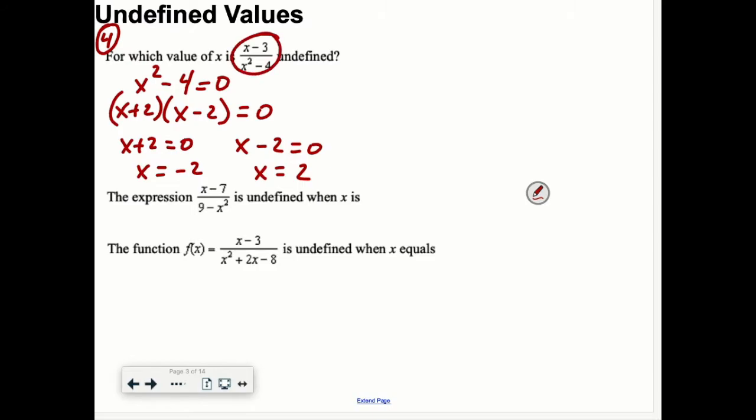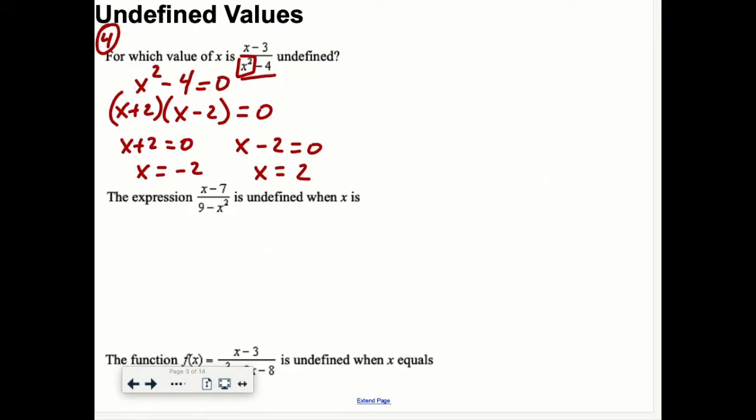And you can check because if I'm just looking at the denominator, if I plug negative 2 into this, negative 2 squared is positive 4, which means 4 minus 4 would equal 0. Same thing if I plugged in positive 2. So let's take a look at the second one, or rather this fifth one.